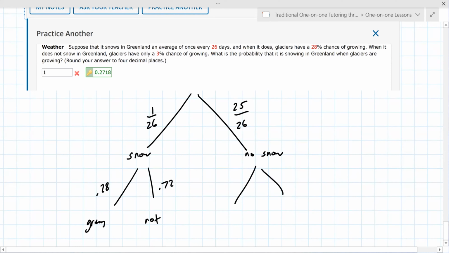When it does not snow, glaciers only have a 3% chance of growing. So growing is 0.03. What's the number that goes here? These two have to add up to 1. It should be 0.97.